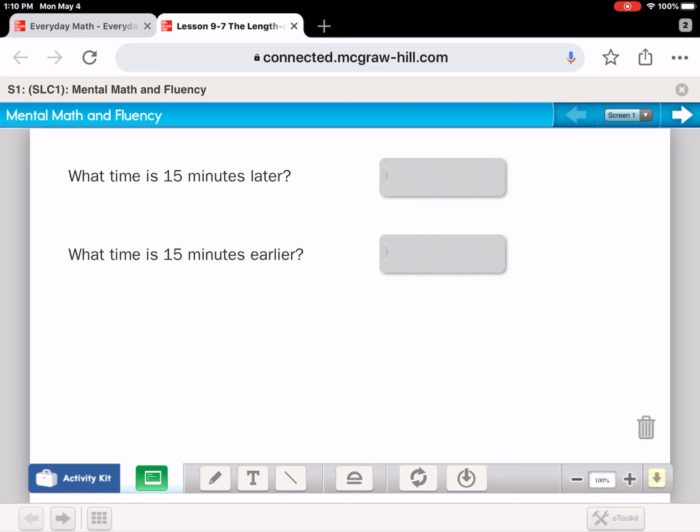Good morning, everyone. We are back for a new math lesson today, and today we are on lesson 9.7, which is going to be all about elapsed time. So let's start with our warm-up.